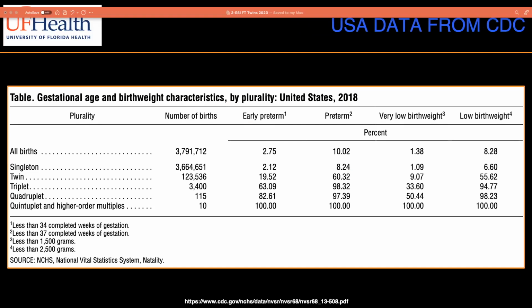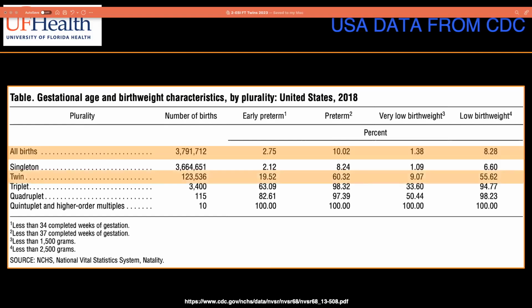So let's look at preterm births in the US. This is data from 2018. And looking at all births, we have about 10% that are preterm out of 3.7 million births. Now, in twins, the rate is 6 times as high, so it is 60.32.